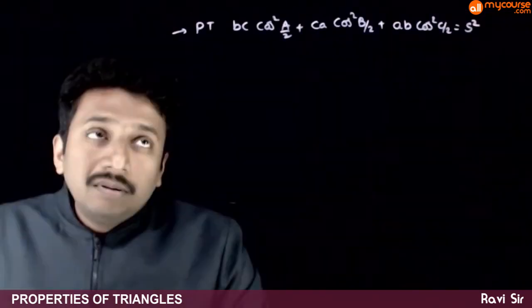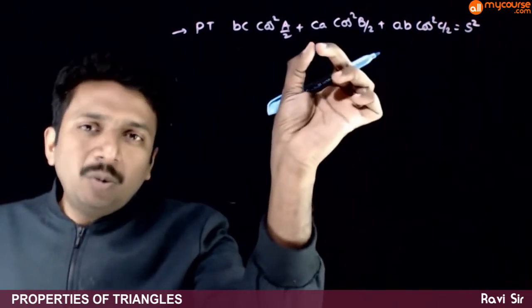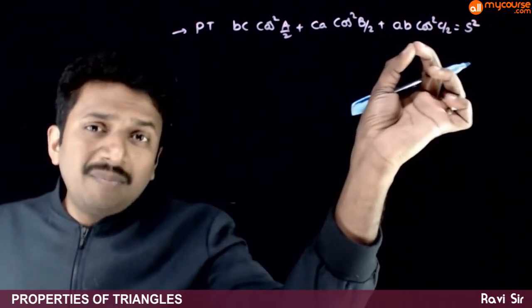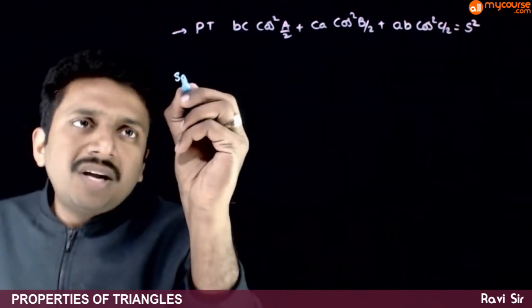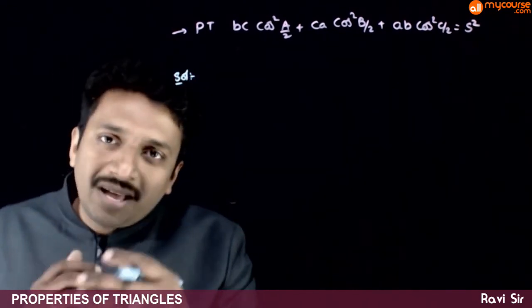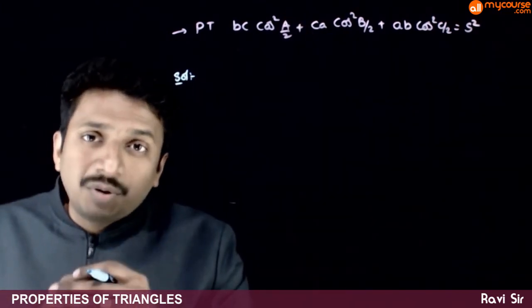Thank you. So in this question, you're asked to prove that BC times cos square A by 2 plus CA times cos square B by 2 plus AB times cos square C by 2 is equal to S square. It's a very straightforward question based on half angle formulas. So what is cos square A by 2? Let us substitute the formula.